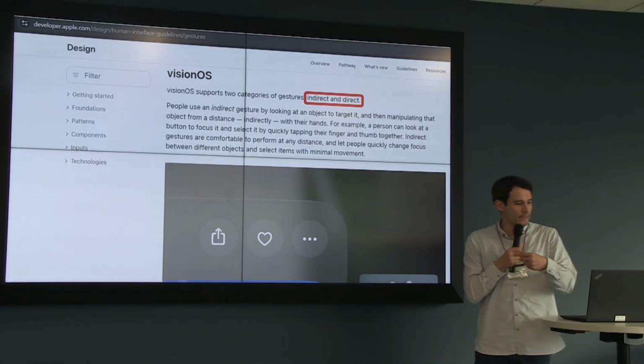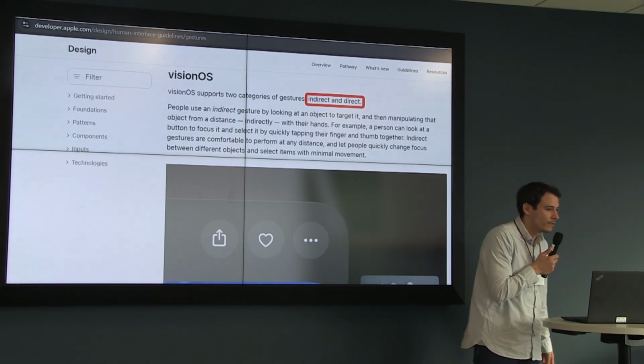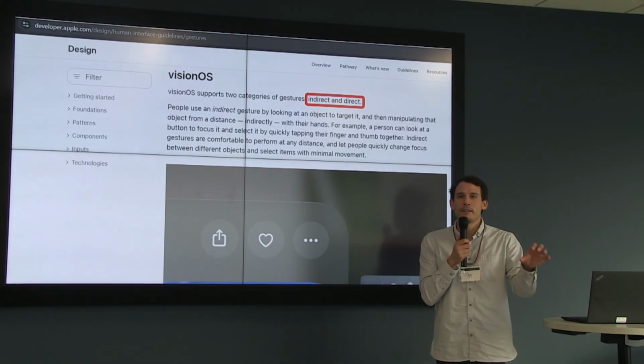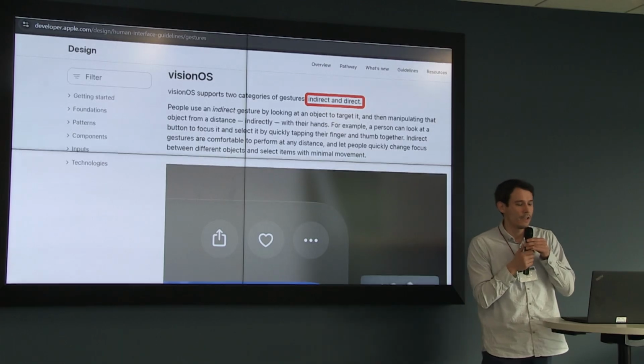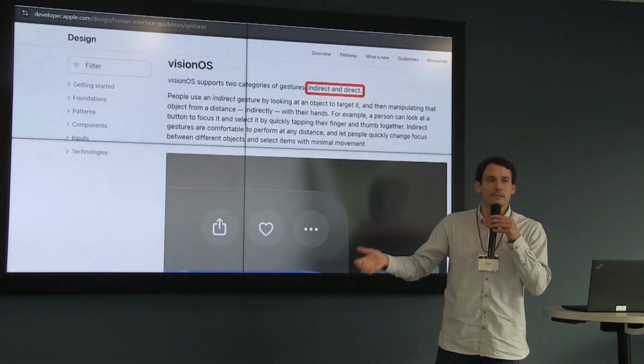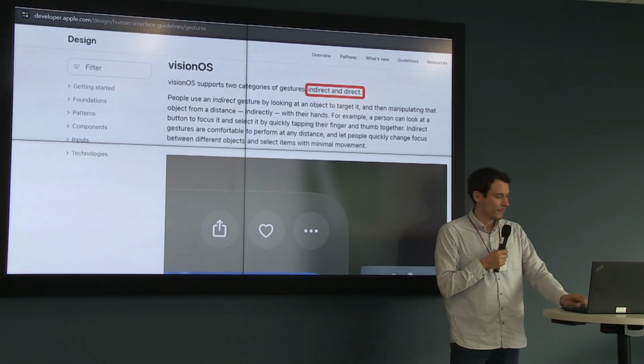And it's interesting that now, if you look at the Apple Human Interface Guidelines, you can see the specific concept of direct and indirect gestures implemented there, because it makes the whole principle of using eye tracking and hand tracking simpler, right? It's just two types of gestures you can do.